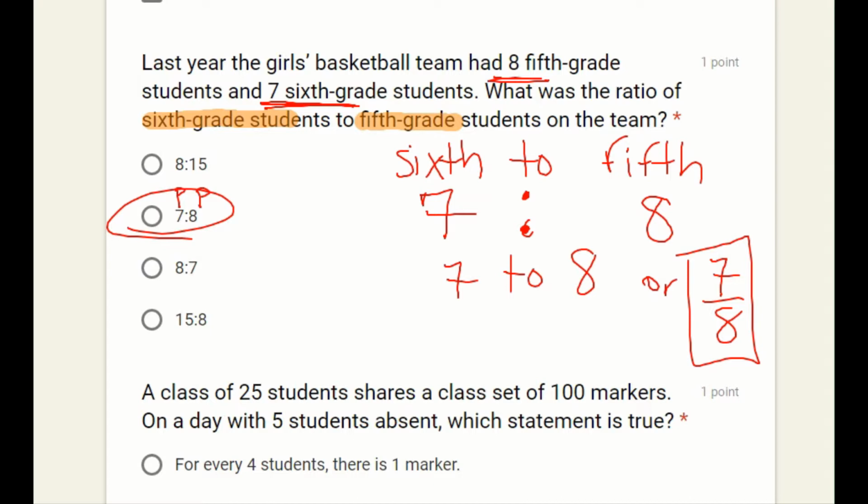This one right here is going to be 5th to the whole. This is a part-to-whole ratio, because the whole team is made up of 6th and 5th graders, which is 15. This is going to be a whole to part, and this is going to be a part to part, which is in the wrong order because this is 5th grade to 6th grade. But we're looking for the ratio of 6th grade to 5th grade. So that is the answer for that one.